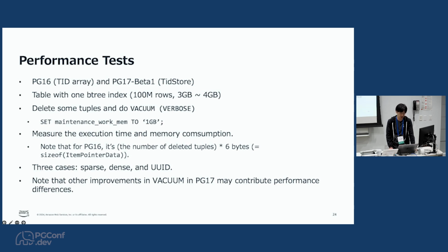And the maintenance_work_mem I used was 1 GB to avoid multiple index vacuums. And I measured the total execution time of the vacuum, including all phases, and memory consumption. And I did the test on 3 cases, while changing the distribution of dead tuples in the table. I'm going to show the performance results, but please note that in Postgres 17, the mini optimization has been committed to the vacuum area. So these improvements may also contribute to the performance differences.